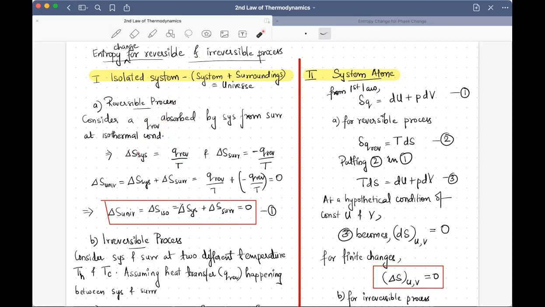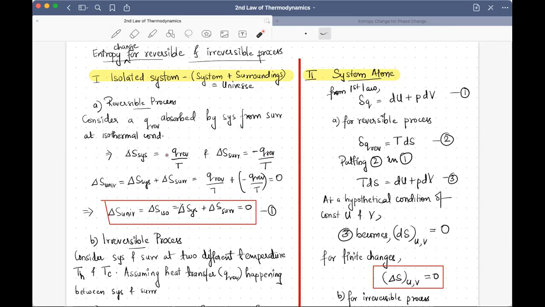So delta S system would be Q reversible upon T, if T is the temperature. Now, if you calculate the change in entropy in the surrounding, it would be delta S surrounding equals minus Q reversible divided by T. Why minus? Because the heat Q reversible has been absorbed by the system from the surrounding. So for the surrounding, it is heat released, and when it is heat released, it should have a negative sign according to sign convention. Therefore, delta S surrounding should be minus Q reversible divided by T.